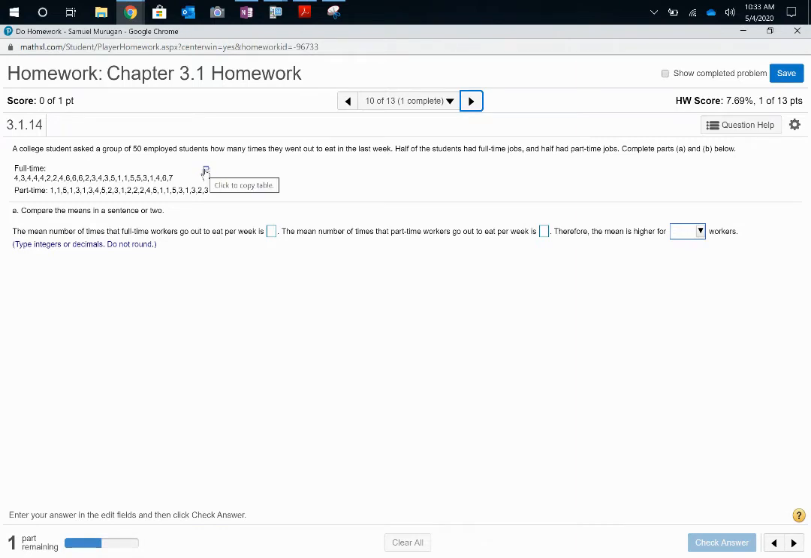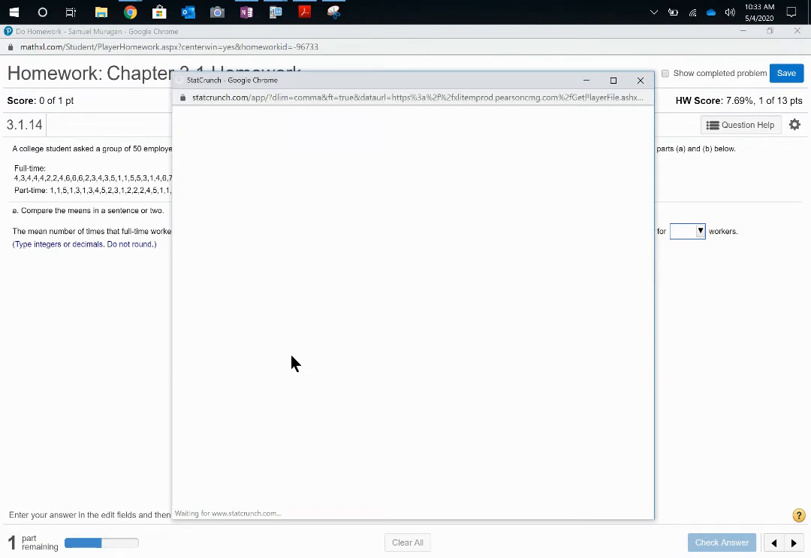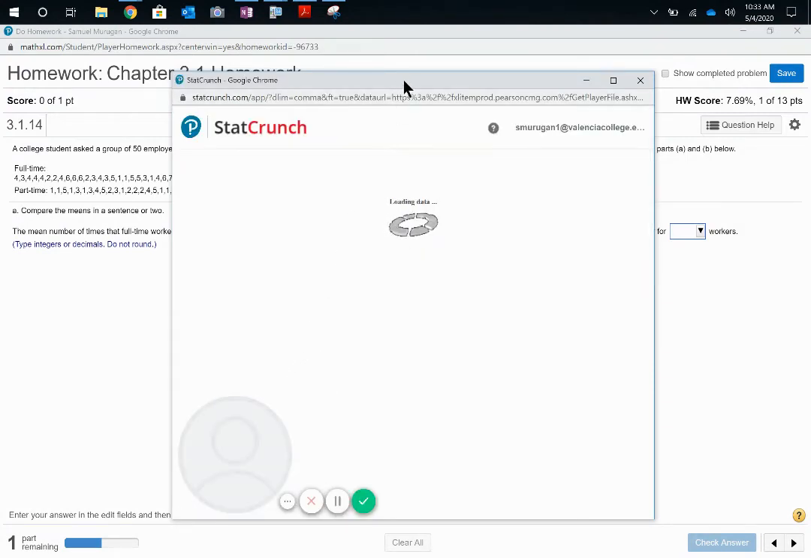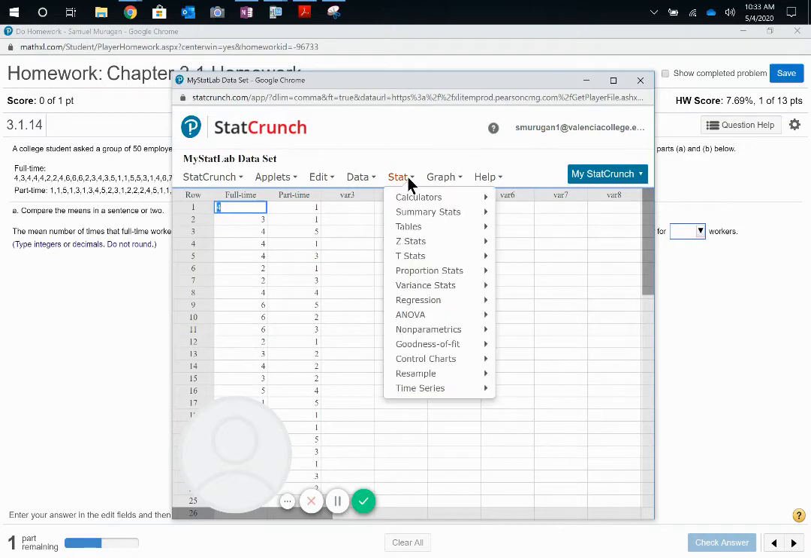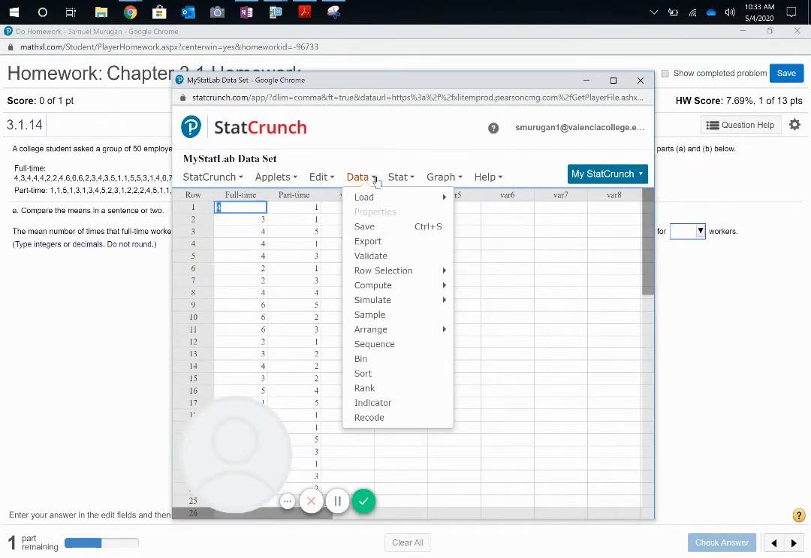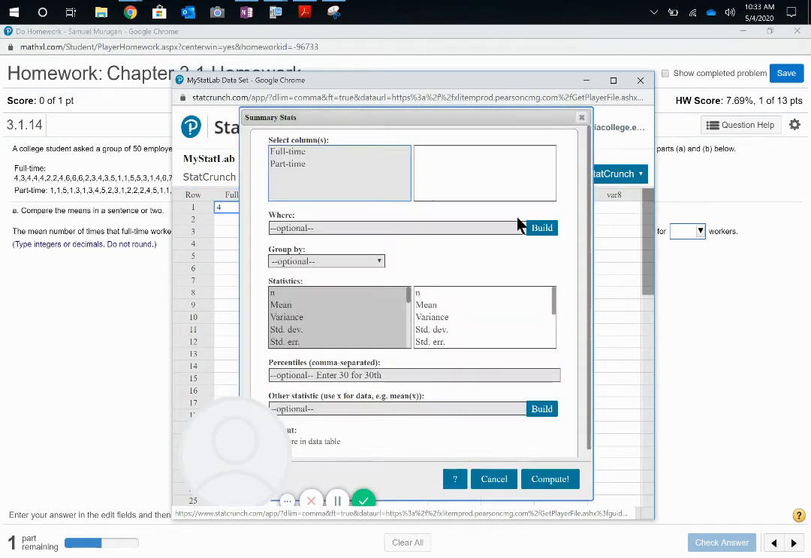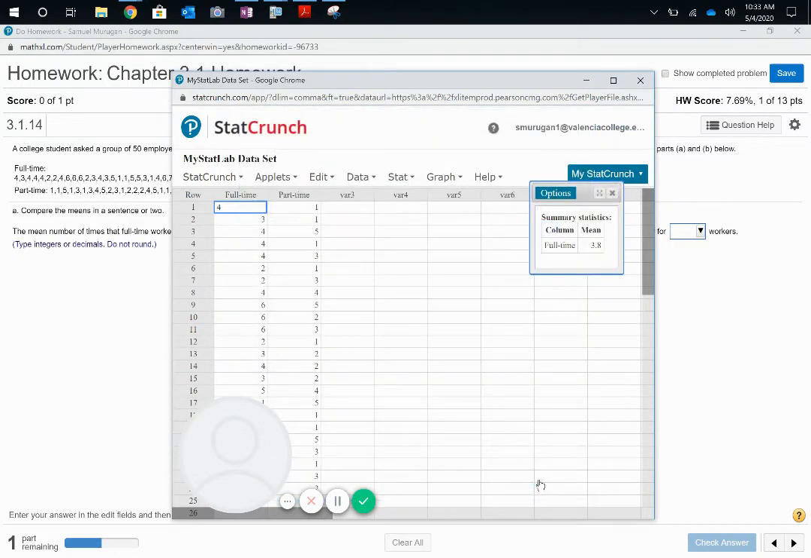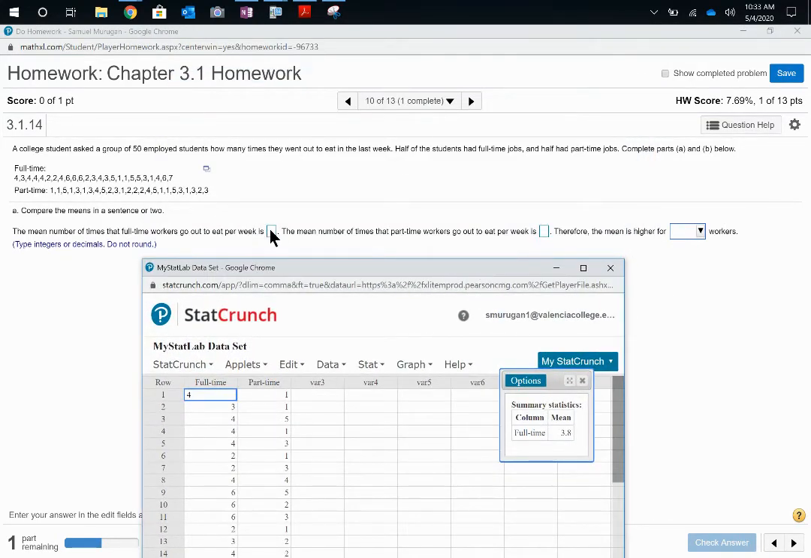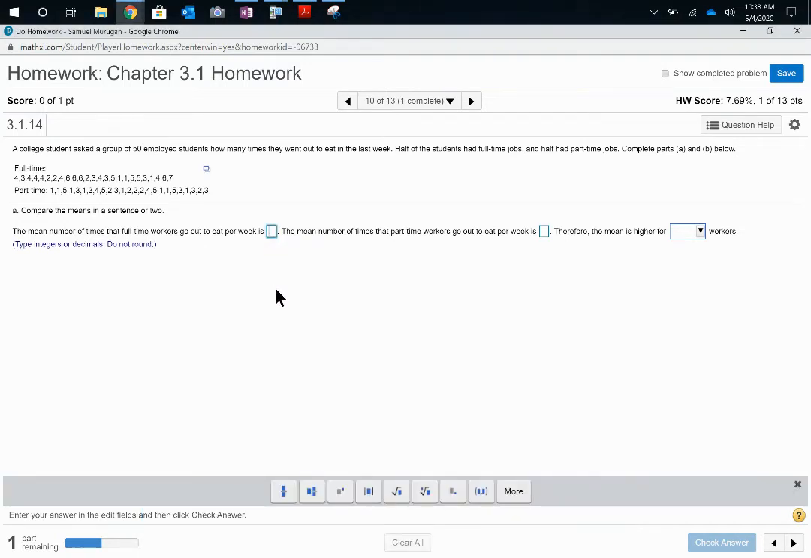Again, press the little rectangle to copy the table, open it in StatCrunch, and we're going to use this nice handy program to check our statistics, okay? Data, statistics, summary statistics, columns. First, we want the mean for the full-time. Compute. We see that the mean is 3.8. So we go ahead and enter the mean as 3.8.